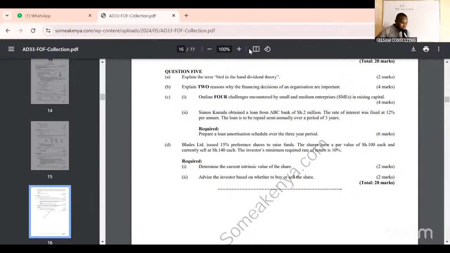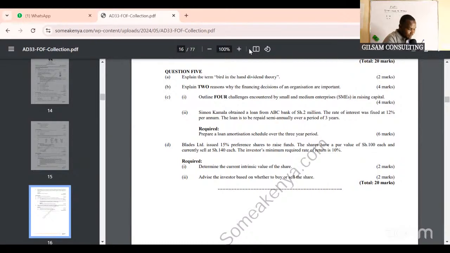So I ask the question: what is the value of rate and N? Sharon, give us R. 12%. So we underline the word semi-annually.